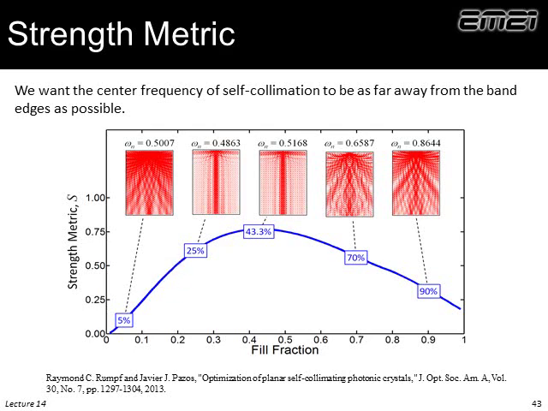Because we have competing things. We want to operate at the inflection point, but we also want to operate away from the band edge. And that can sometimes shift the optimum frequency of self-collimation away from that inflection point.